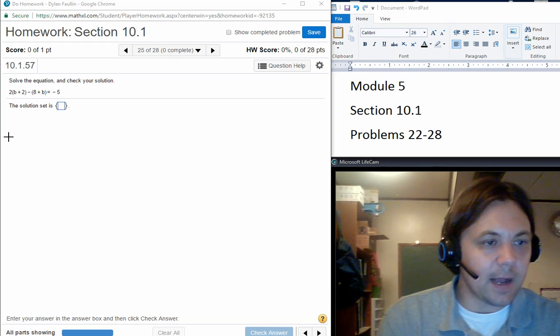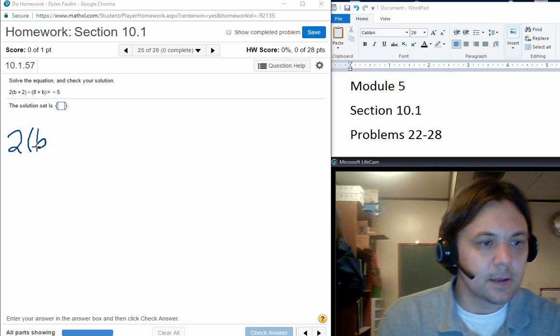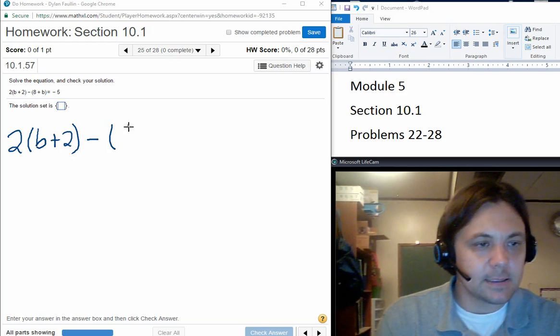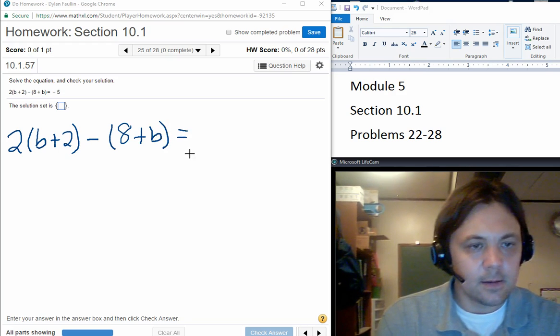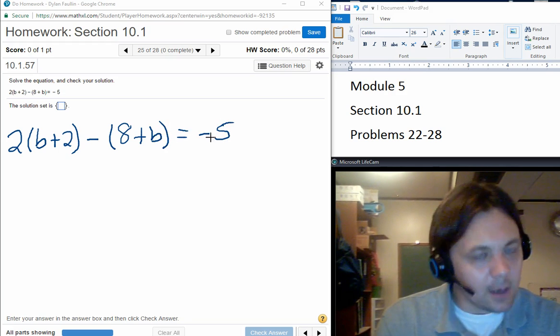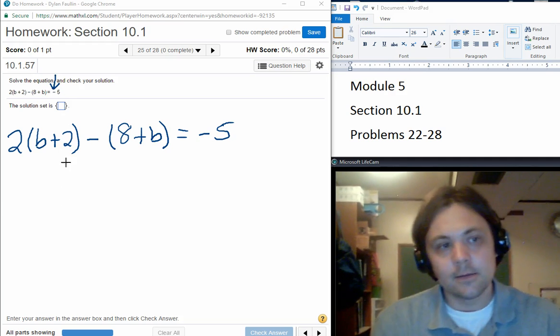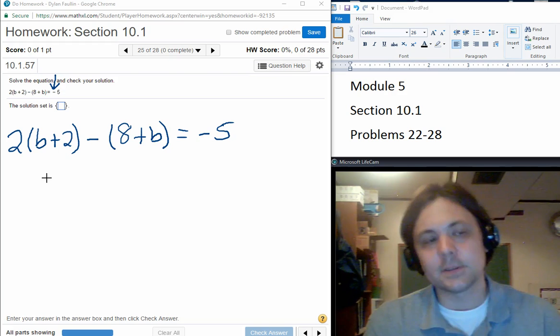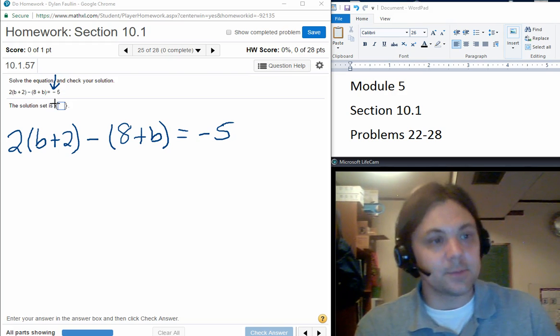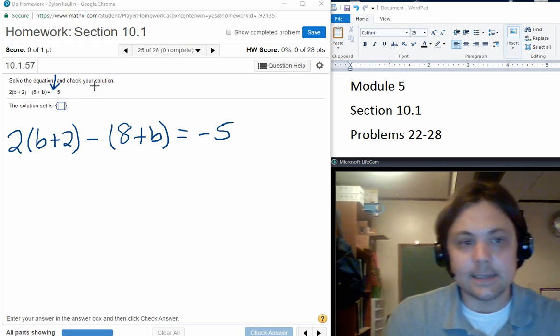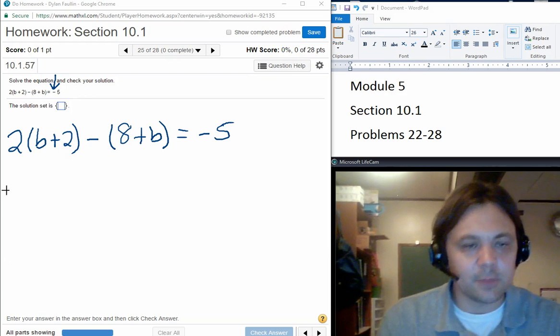So for number 25, we have 2 times b plus 2 in parentheses minus parentheses 8 plus b equals negative 5. Be careful about that. It's easy to overlook that minus sign there because it kind of blends in with the equal sign. So a lot of students don't pick up on that. So be very careful to notice that detail, right? It's a negative 5. So make sure you bring that down here.